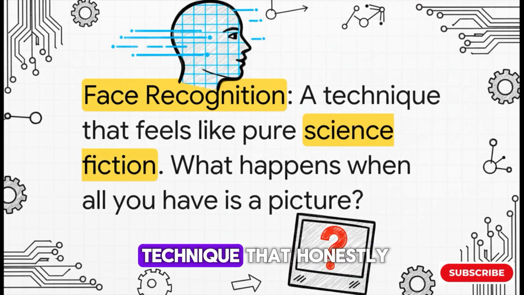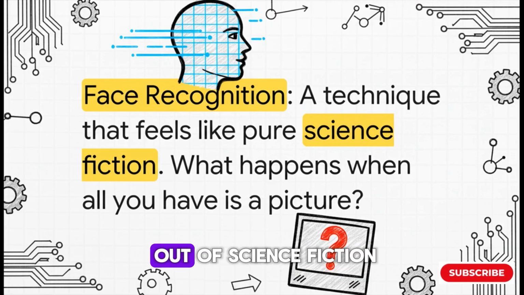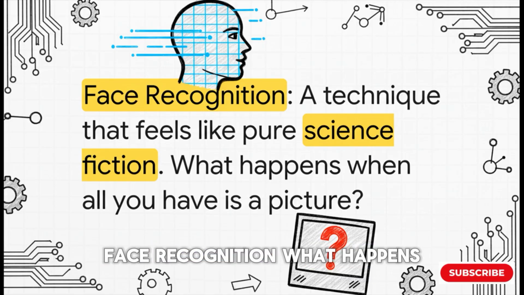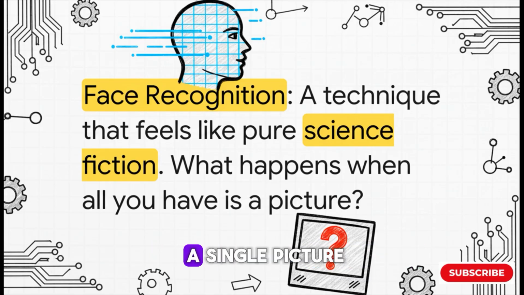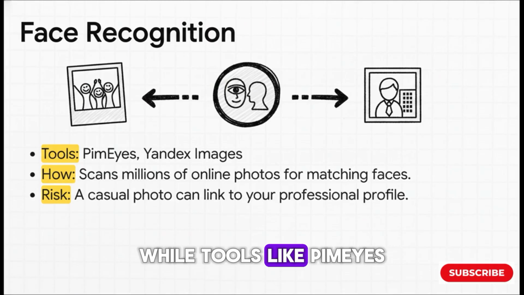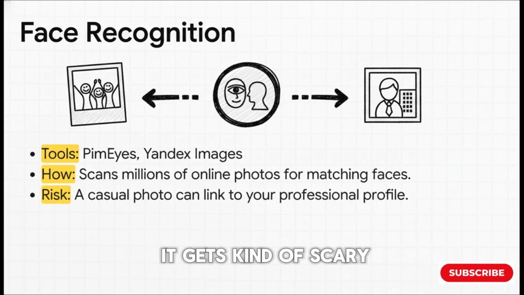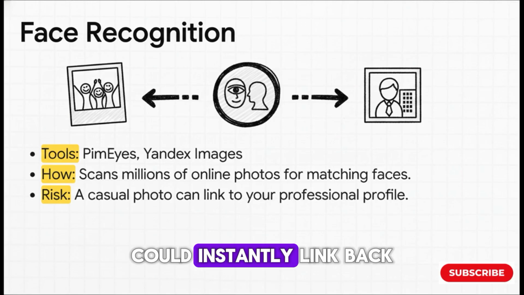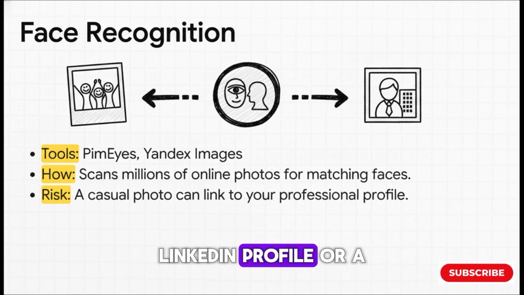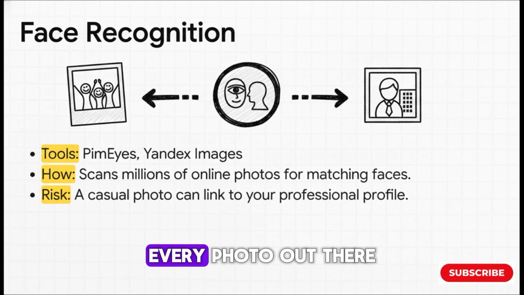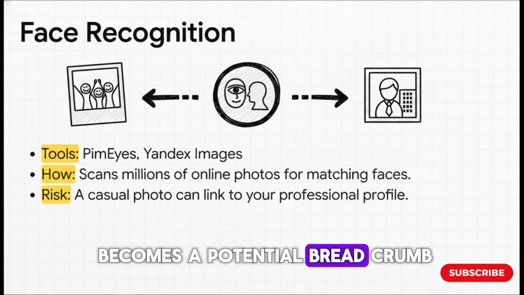Okay, next up is a technique that honestly feels like it's straight out of science fiction: face recognition. What happens when all you have to go on is a single picture? Well, tools like PimEyes or Yandex Images can scan the public internet looking for matching faces. And this is where it gets kind of scary. A casual photo that a friend tags you in at a party could instantly link back to your professional LinkedIn profile or a company website. Every photo out there becomes a potential breadcrumb.